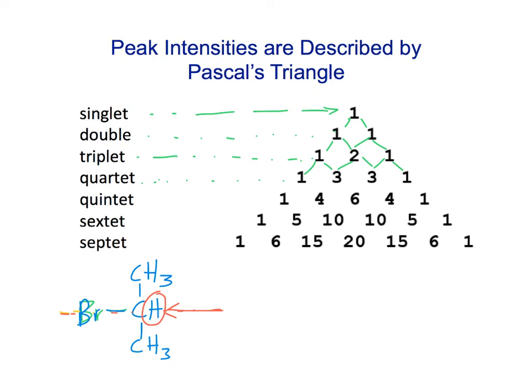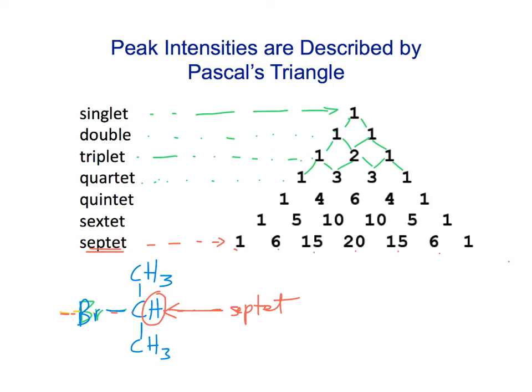How many equivalent protons are on adjacent carbons? 6, right? Both methyl groups are the same, so we have 6 protons on adjacent carbons. So how many lines would we have in that signal? 6 plus 1 is 7. So this should be what we call a septet, which is 7. That's down here. So we get 7 peaks in a 1-to-6-to-15-to-20-to-15-to-6-to-1 ratio.